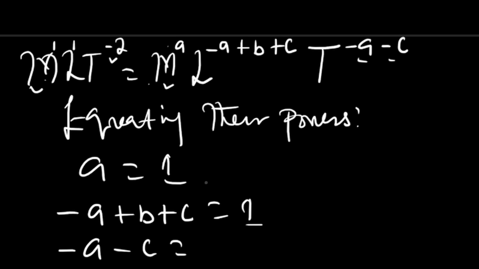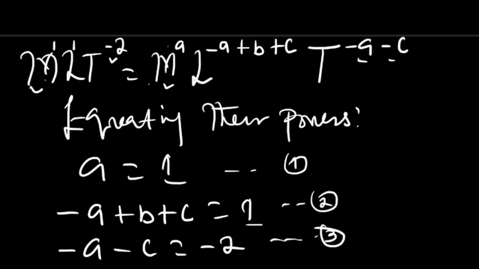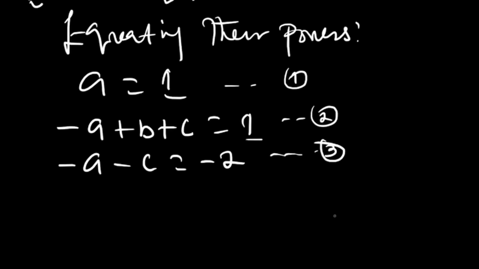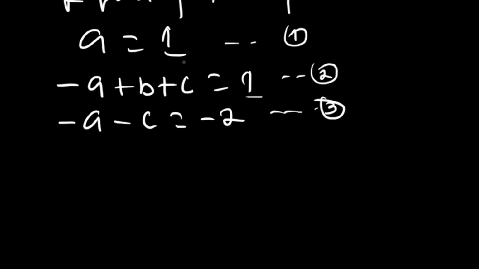So you have to compare their powers. Please don't mix things up. Don't give the powers of L to T and don't give the powers of M to L. It's not going to work that way. It must be M for M, L for L, and T for T. Hence, we now have minus A minus C is equal to minus 2. This is our equation 1, this is our equation 2, and this is our equation 3. Now, we can solve them simultaneously to determine their respective values.